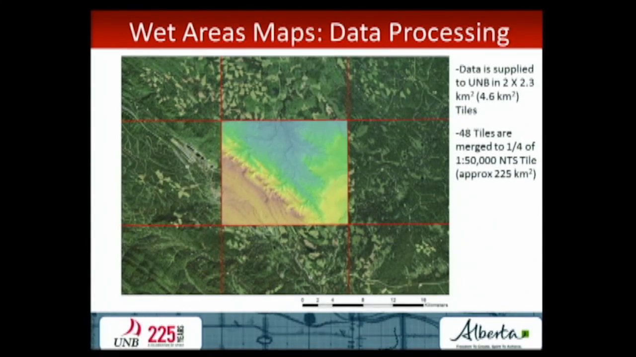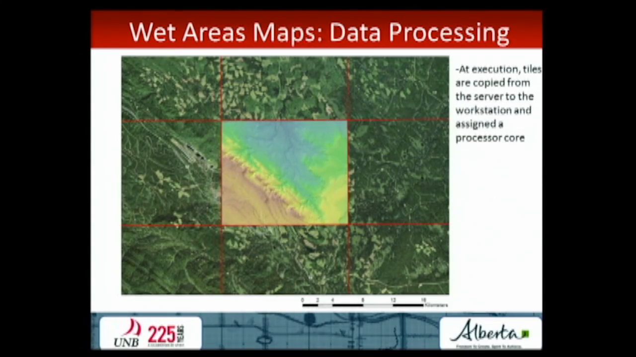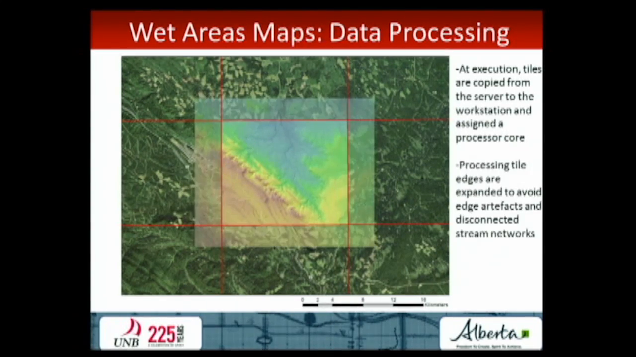So what you see here, this is the final processing tile of bare earth elevation for this particular sample area. Once these tiles are all merged, they're sent back to the server until we're ready to start the wet areas mapping process. At execution time, the tiles are sent from the server back to a workstation and assigned one of the multiple processing cores. As we process, the edges of each of these LiDAR tiles are expanded so as to maintain proper flow, overland flow across the landscape and reduce edge artifacts.